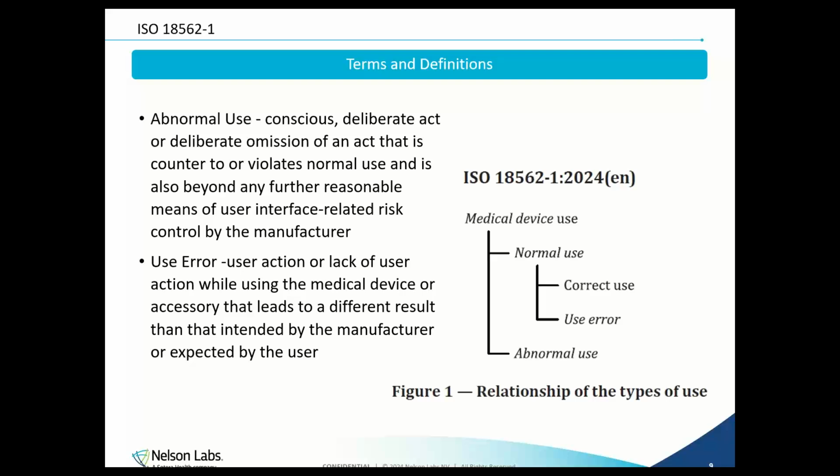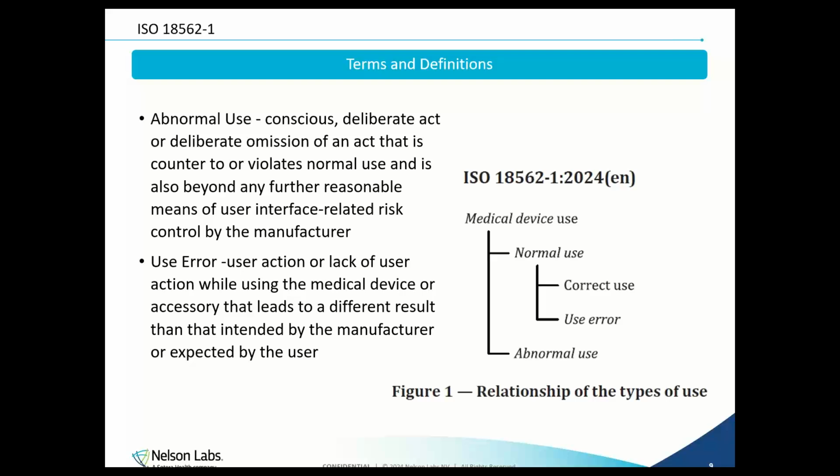A good one to start out with would be abnormal use. I've included the definition as taken straight from the standard on the slide, but abnormal use is really how the device should not be used, like eating cereal out of a CPAP mask, just something that is beyond the reasonable means of what the device is used for.